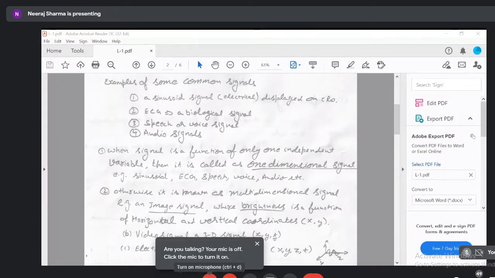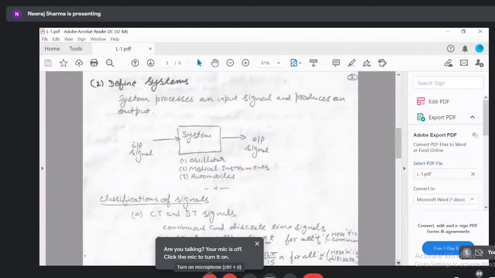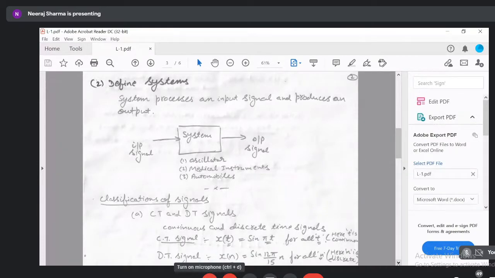So this is about the dimensionality of the signal. So next is system. As your subject is defined as signals and systems, we have done with the definition of signals. Now the definition of system.